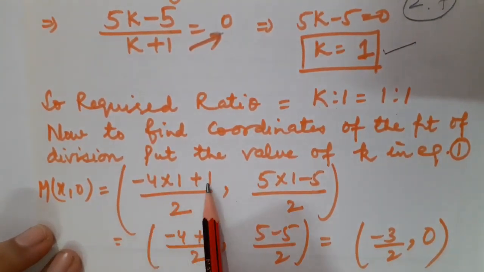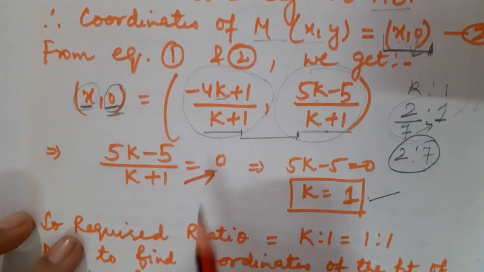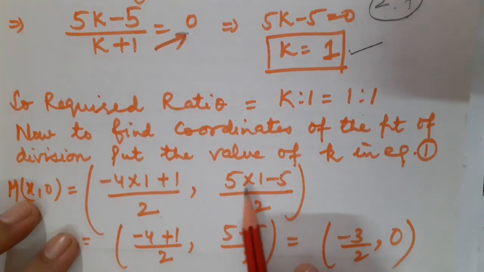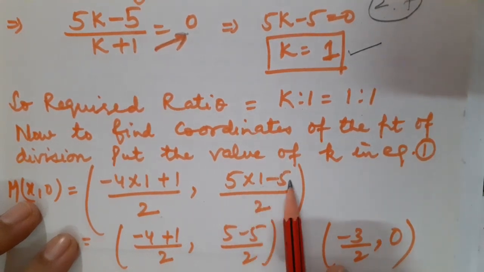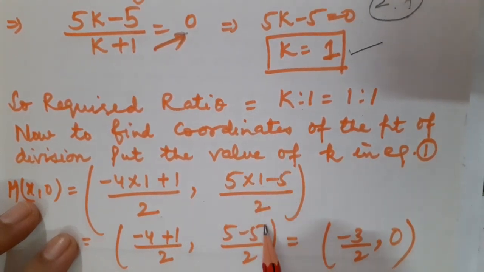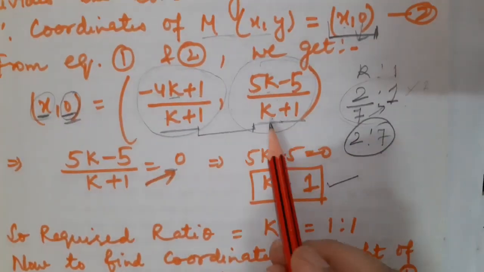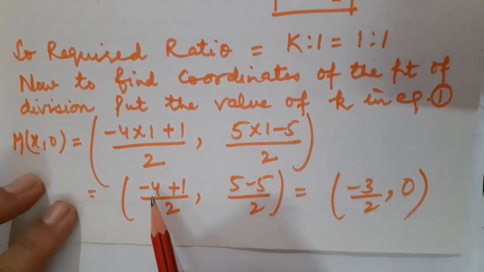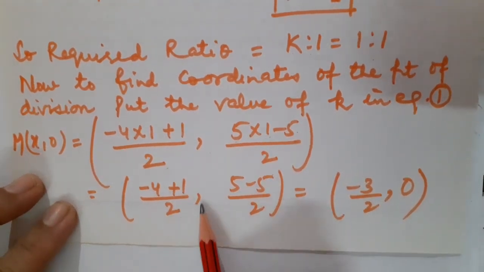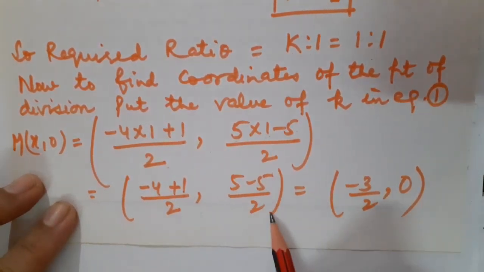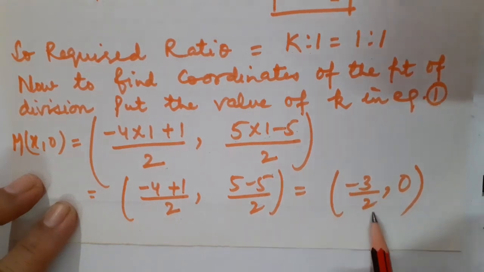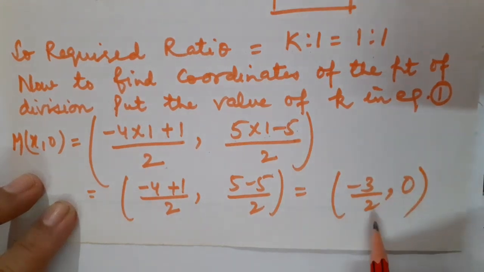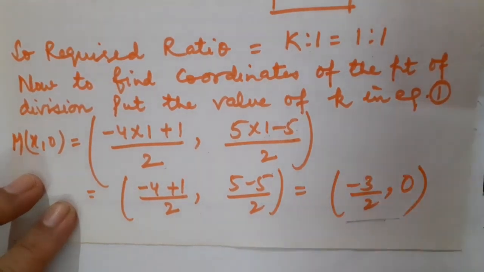This is (4 into 1 plus 1) upon 2. At place of k, I have written 1. Here also I am going to write 1. So this is (5 into 1 minus 5) upon 2. How did I get this 2? This is k plus 1, that is 1 plus 1, which will give you 2. So children, I have got (-4 + 1)/2, comma (5 - 5)/2, that is (-3/2, 0). Fine students? So these are basically the coordinates of the point of division M.